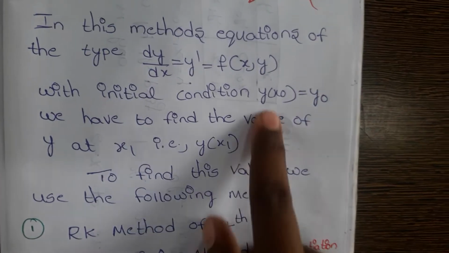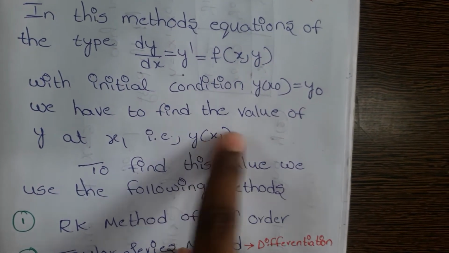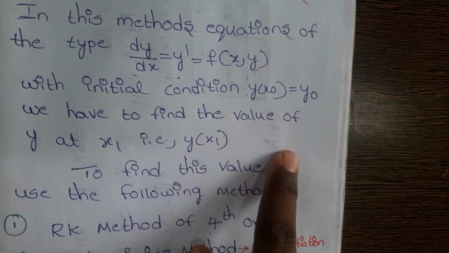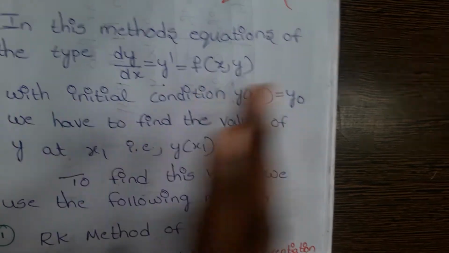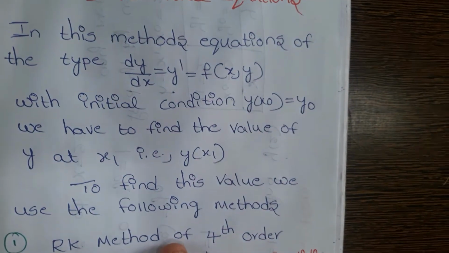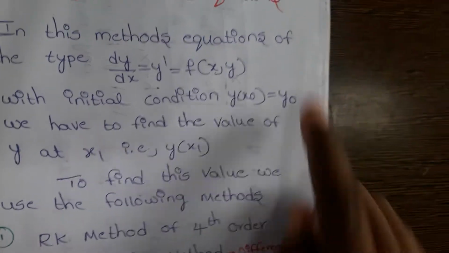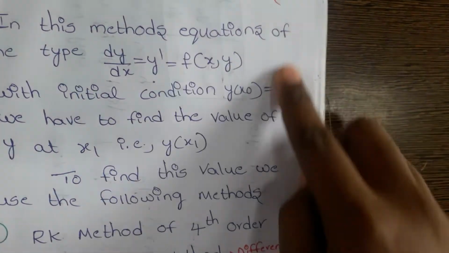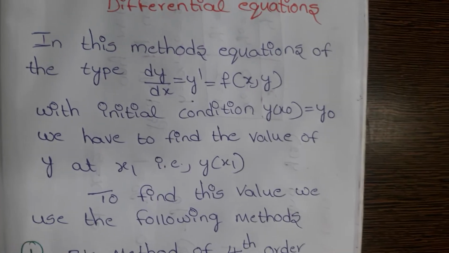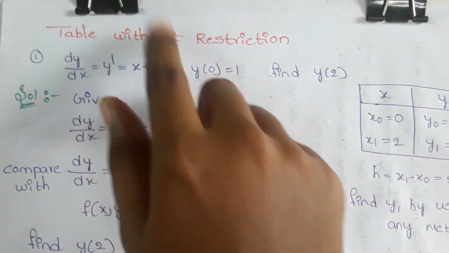Here we have x0, y0. Here we need to find x1, y of x1, which is y1. That y1 value we need to find. So by using x and y we need to draw the table. In the x column we should write x0, x1, x2, x3 like that. In the y column we should write y0, y1, y2, y3. For that we have two types: table with restriction and table without restriction. So this is about table without restriction.